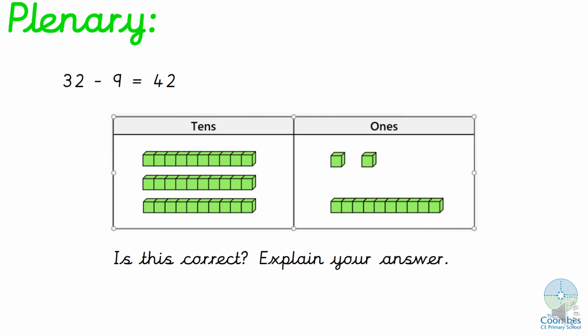Right, to finish today's lesson, we're going to have our plenary. So again, somebody's had a go. They say 32 take away 9 equals 42. Is this correct? Explain your answer. So talk to somebody in your house, pause the video so you can explain it to them.